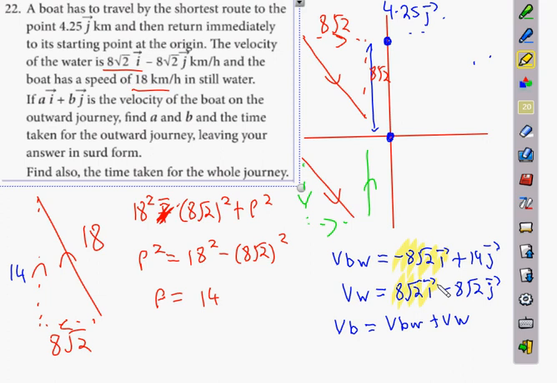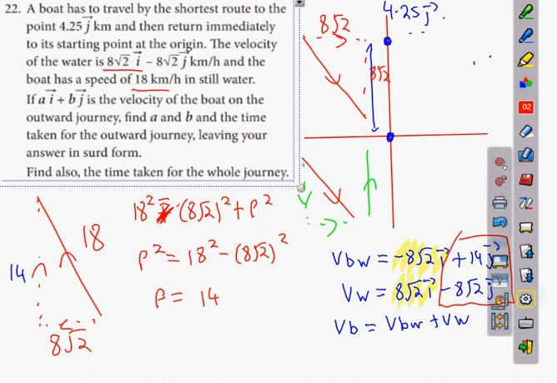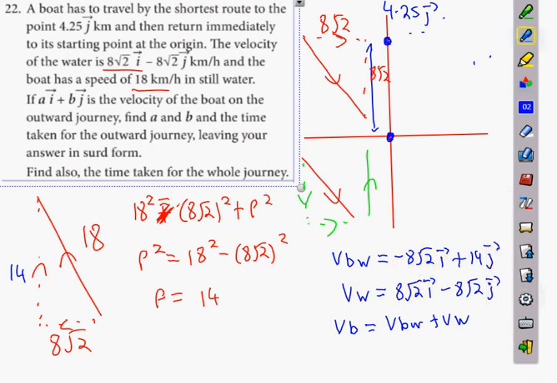So we're looking at, can you guys do this? 14 minus 8 root 2j. So 14 minus 8 root 2 would be brilliant. Once you get that, let me know. It's 2.69. Okay, so that's 2.69, and it's j going directly upwards. You happy enough with that? 2.69j. So that's 2.69 going directly upwards.